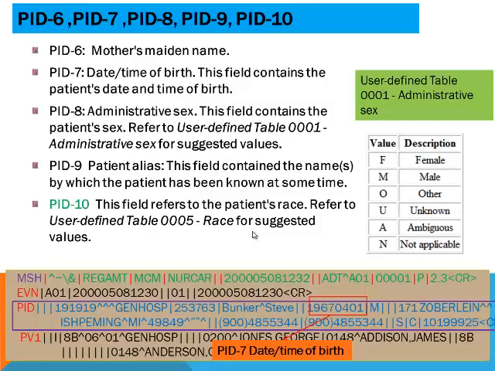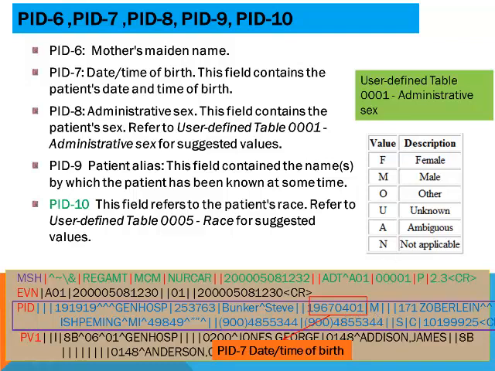So also we have fields 6, 7, 8, 9, 10. In fact, some fields you see here, for example PID6, is not filled here. That's mother's maiden name. Generally for the patient, they don't fill it here. Also, PID7 is the date and time of the patient's birth. So this person was born on April 1st, 1967.